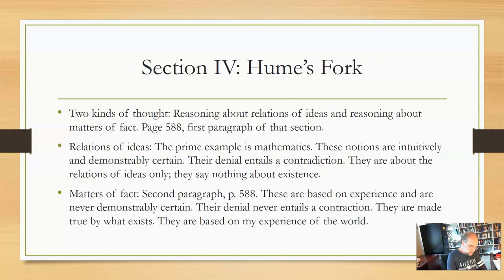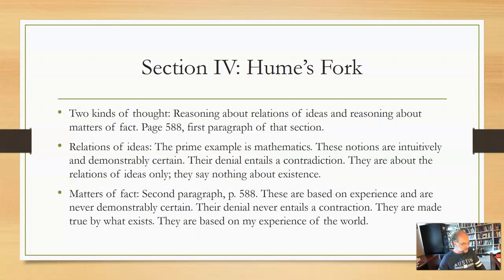Okay, now, new stuff, section 4. While there are three ways of associating ideas, Hume says that there are two kinds of thought: reasoning about relations of ideas and reasoning about matters of fact. In the big book, Hume's Enquiry, section 4, page 588, we're going to start with the first paragraph. "All the objects of human reason or inquiry may naturally be divided into two kinds, namely, relations of ideas and matters of fact." There we go. That's two kinds of thoughts.